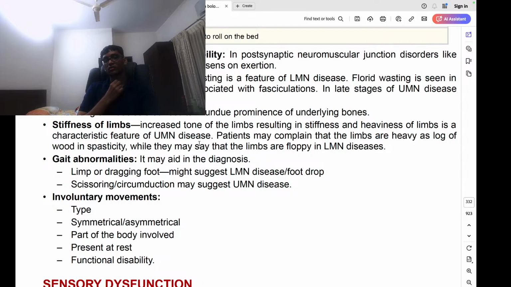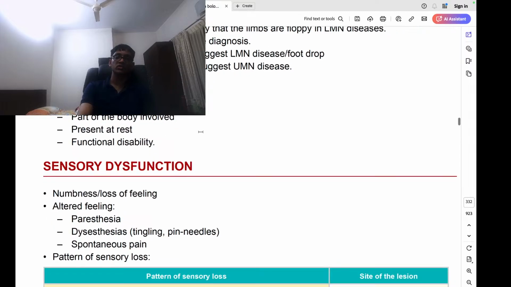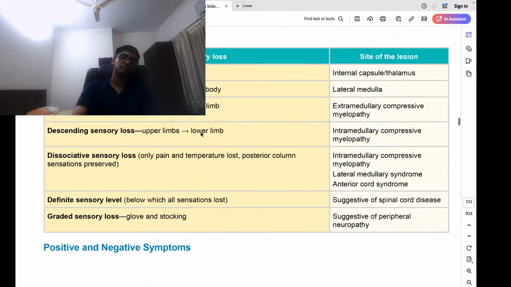So, variation throughout the day, fatigability in myasthenia gravis, the weakness worsens on exertion. Gait abnormality may aid the diagnosis. A limp or dragging foot might suggest lower motor neuron disease or foot drop. Scissoring or circumduction may suggest upper motor neuron diseases. Okay, then involuntary movements: type, symmetrical or asymmetrical, part of the body involved, present or absent, and functional disability.